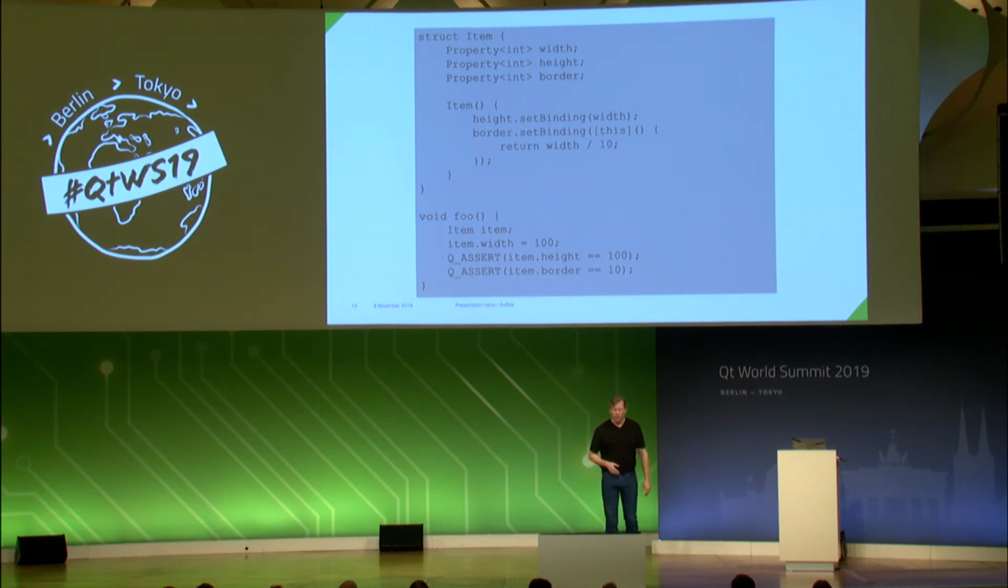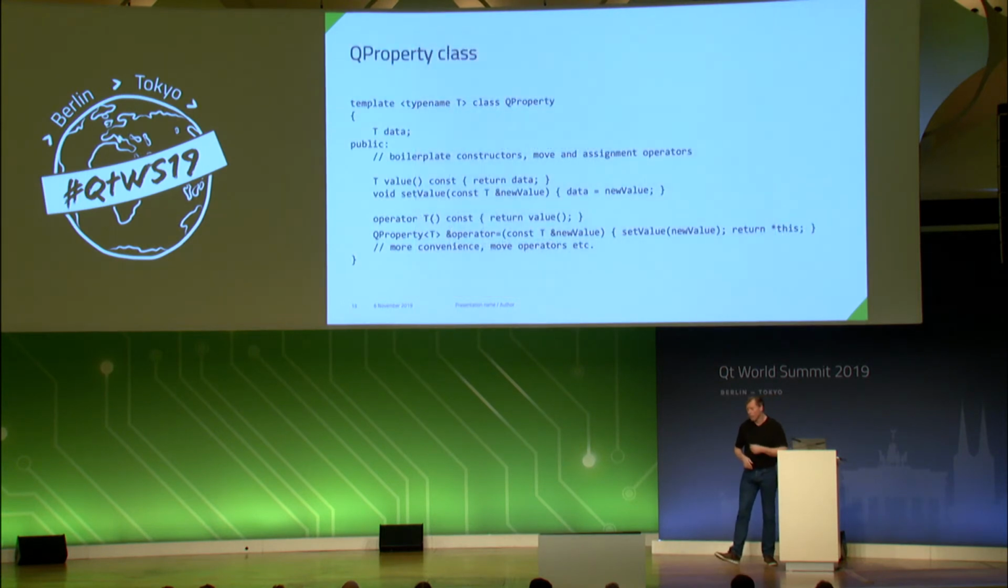And if you construct that item and set the width to 100, then you can assert that the height will be 100 as well, and the border will be 10. Very nice, easy to use, very nice syntax there, and we do a lot of magic to make sure this works. So let's have a look at what that magic looks like.